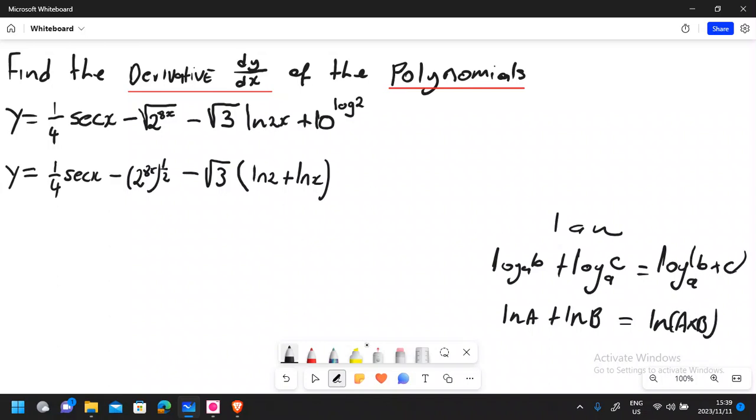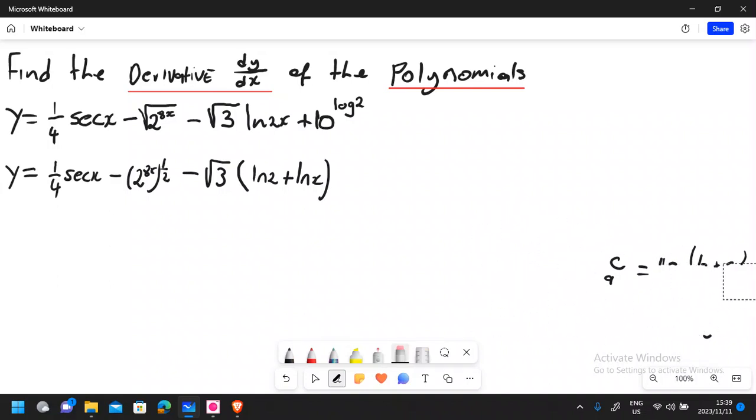So this is what I did here for this one, guys. Be very careful when you solve this one, because it's easy to make mistakes there. Okay, let me just erase that. So you can go to your logs and try to remind yourself of the laws when it comes to logs.